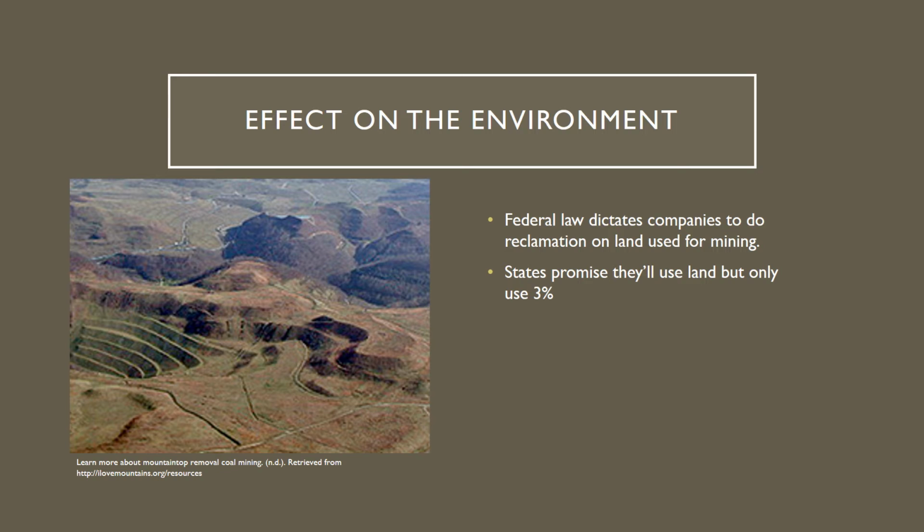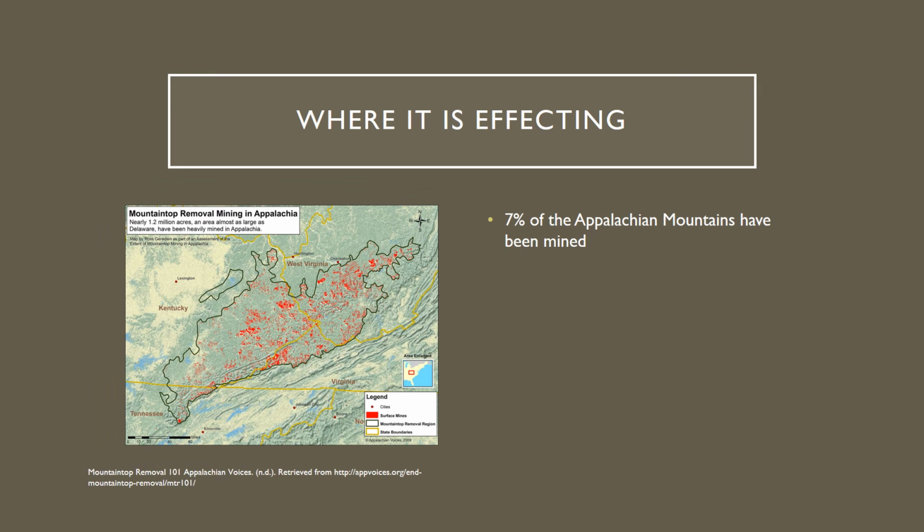Companies by federal law are supposed to perform reclamation on land they mined. However, states usually waive the fee for the companies so development can happen on this newly flat land. However, less than 3% of all land mined is actually used for any development and is barely reforested. According to the EPA impact statement on mountaintop removal, it will take hundreds of years for a forest to reestablish on a mine site. In the United States, mountaintop removal is most commonly done in the Appalachian Mountains.